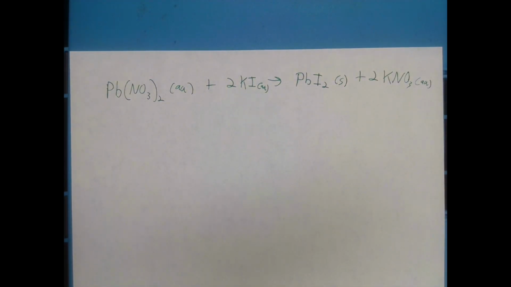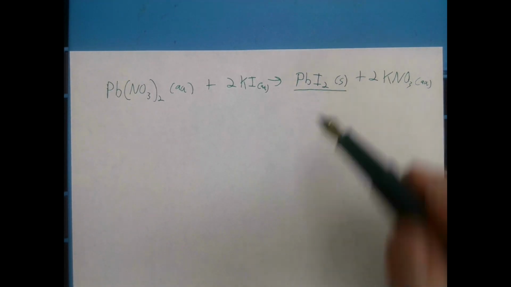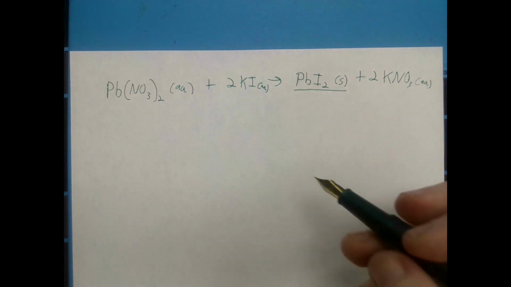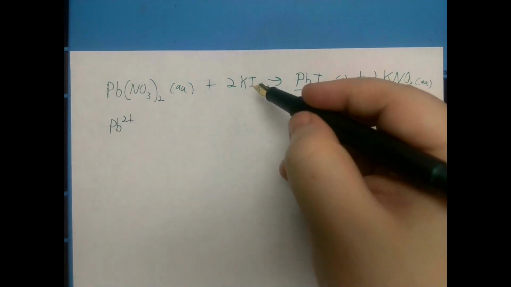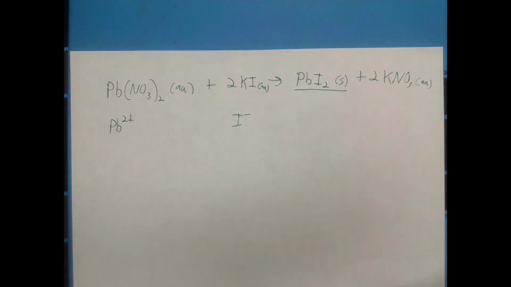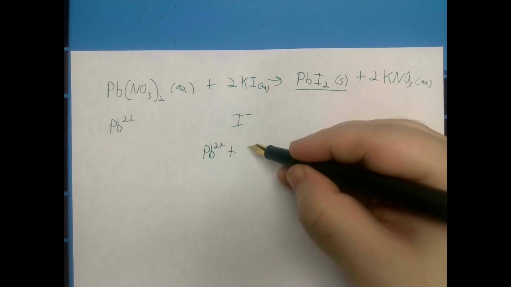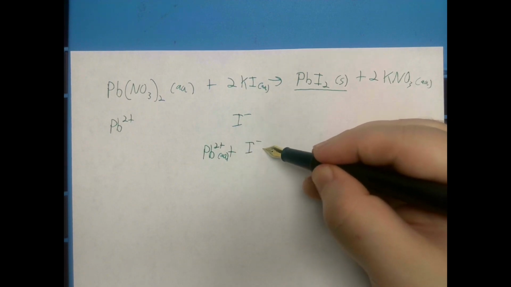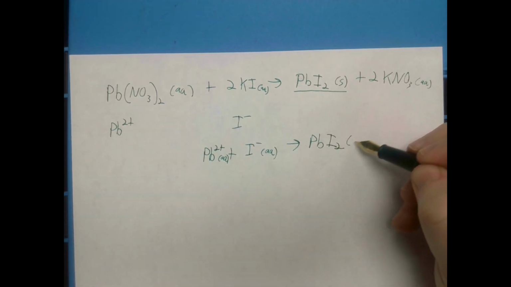There are two ways of converting this into net ionic. One way is to recognize that we have a solid here, and only the ions that form the solid will make the equation. So we know we're going to get lead 2+ from here, and from here we get our iodide, negative. So the net ionic equation would be lead 2+, aqueous, still dissolved, plus iodide, aqueous, gives us lead 2 iodide, which is solid.